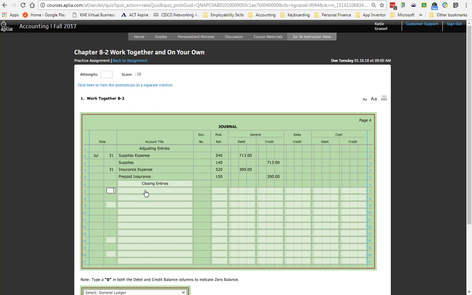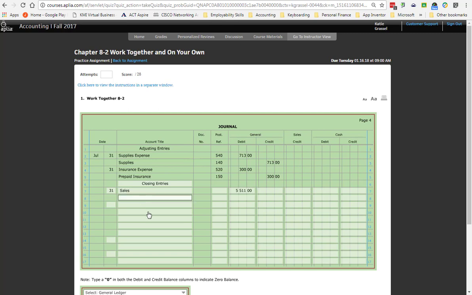My revenue account is sales. Sales has a credit balance of $5,511. I need to get that to 0. I'm going to put the date in of the 31st because we're doing this as of July 31st. Sales has a credit balance. I needed to get it to 0, so I have to debit it. So I'm going to put sales first. And that's going to be $5,511.